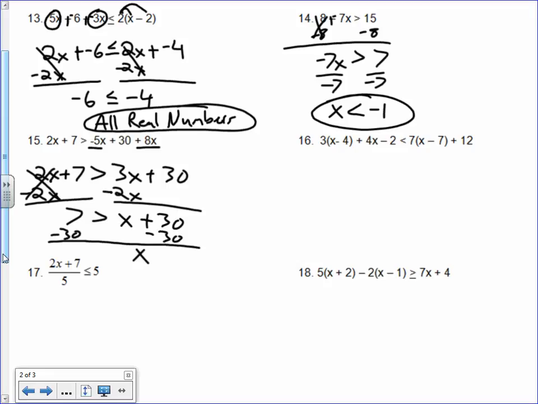And you have x left by itself, and this is going to be negative 23. Rewrite it, though, so that you have the x in the front. X is less than negative 23.